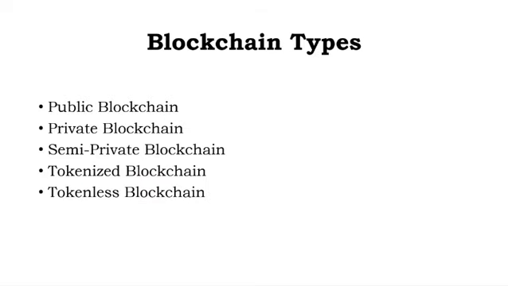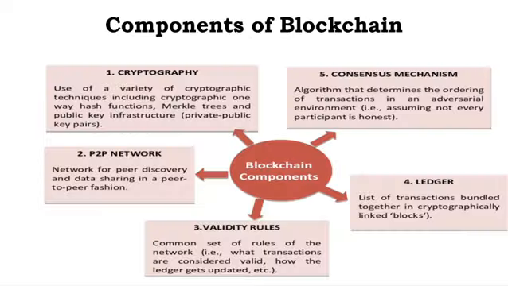And next, some of the blockchain types are public blockchain, private blockchain, semi-private blockchain, tokenized blockchain, and tokenless blockchain. Okay, we will see these. And next are the major components of the blockchain. If we are going to have a blockchain, we should follow all these components, right?